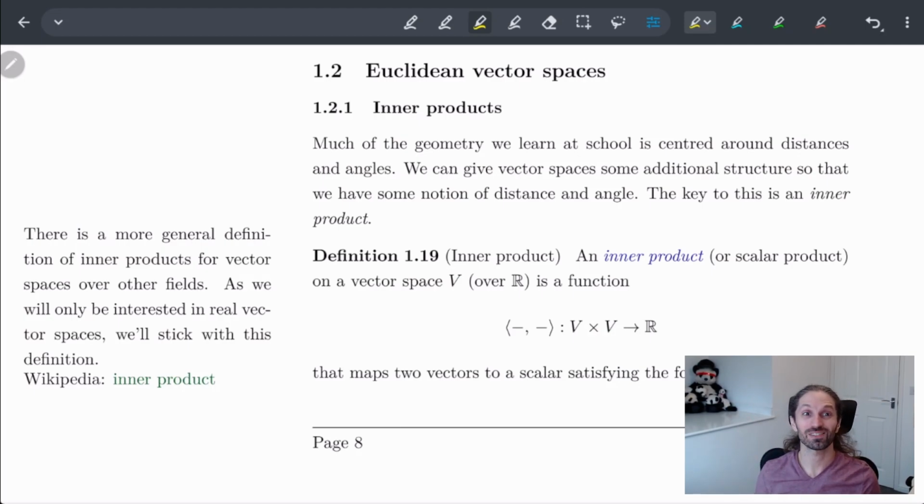Hiya. So in this video, we're going to be talking about inner products in Euclidean vector space.